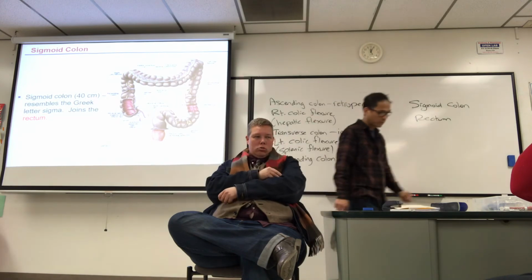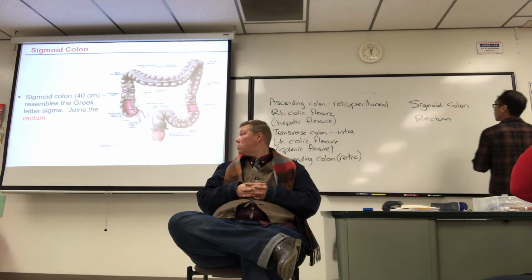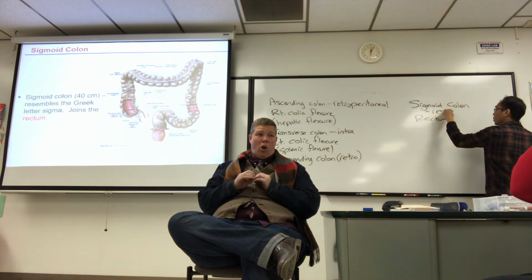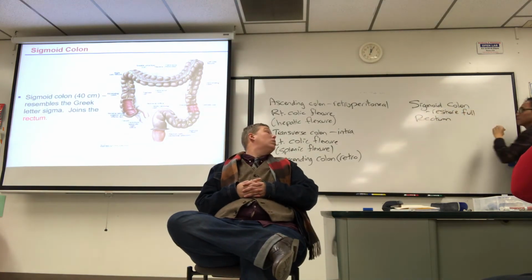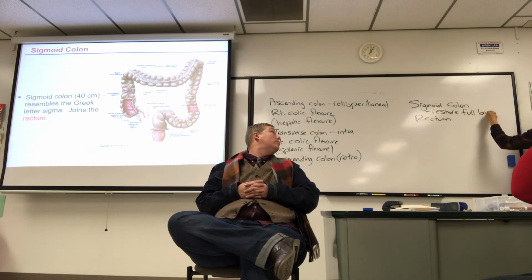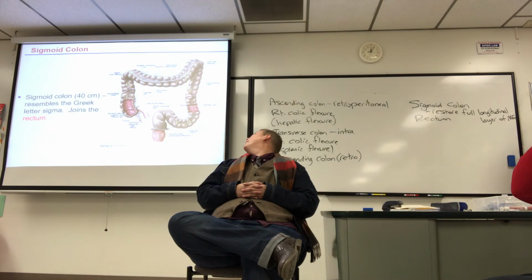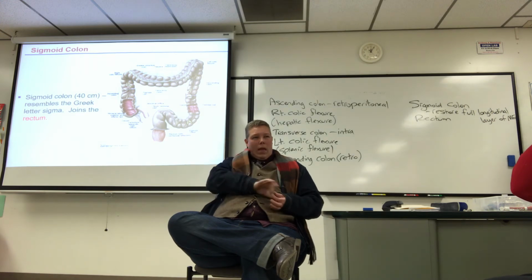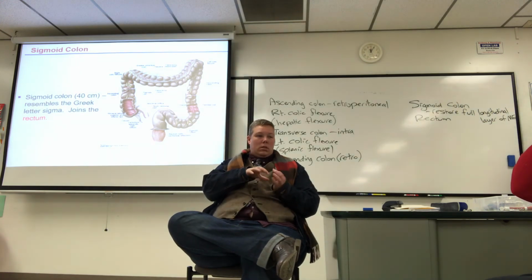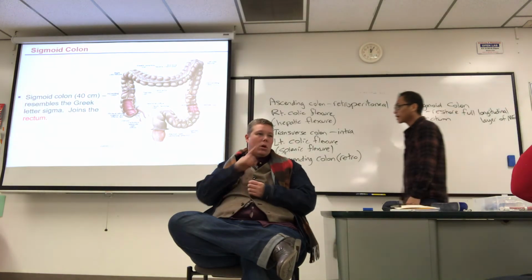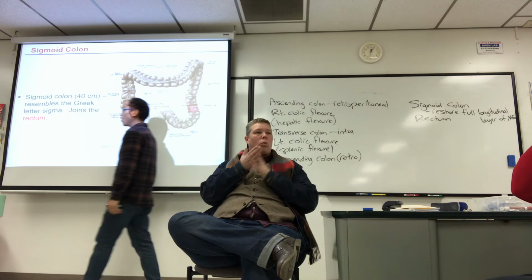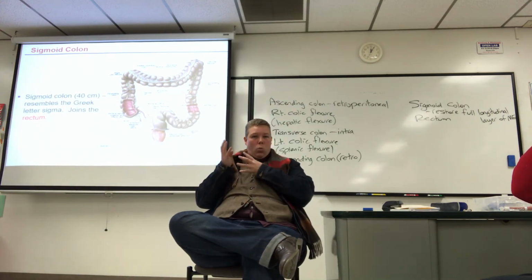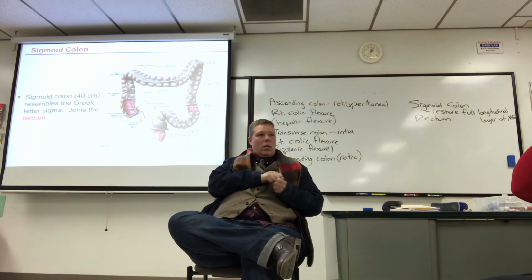So I'll put a note on the board. Restore full longitudinal layer of ME, muscularis externa. So it happens somewhere at the sigmoid rectal junction. Okay, and when you get to the rectum, that's the end. I mean, sigmoid colon is the end of the large intestine. So all those things are your journey through the large intestine, and all the way you're compacting the feces. Going up, across, and down, basically.